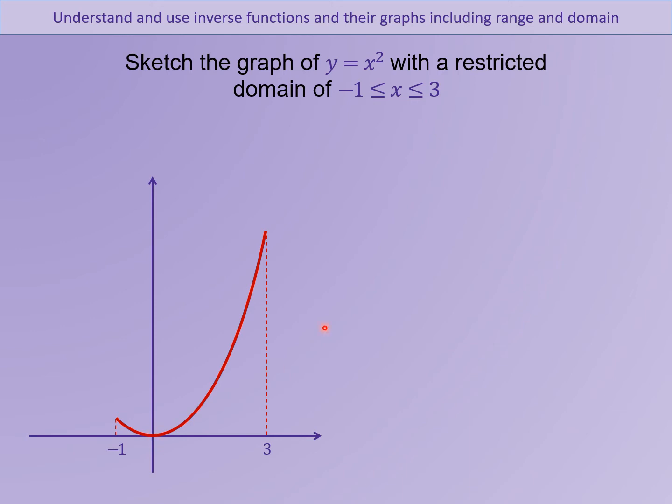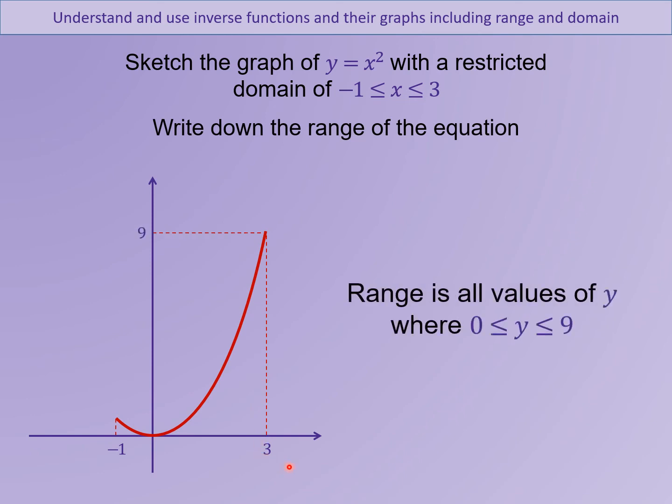So always be very careful. It's not as easy as just looking at the domain and trying to put in the two endpoints. You've always got to look at the graph, think about what's covered. So although -1 gets us 1 and 3 gets us 9, the actual range of this function is anything from 0 up to 9. Can't go below 0 because it's a function of x squared. So all the possible values for the range will be anything between 9 and 0.